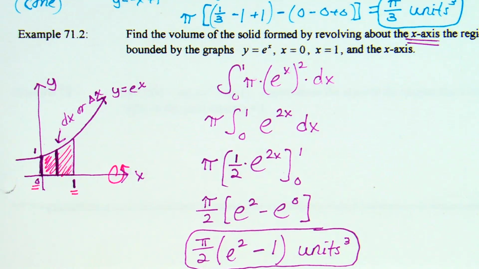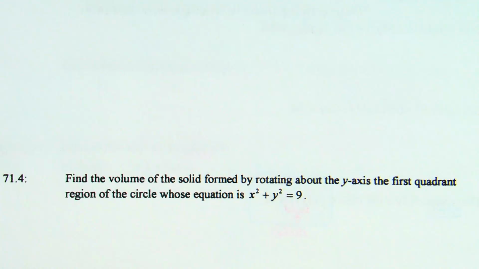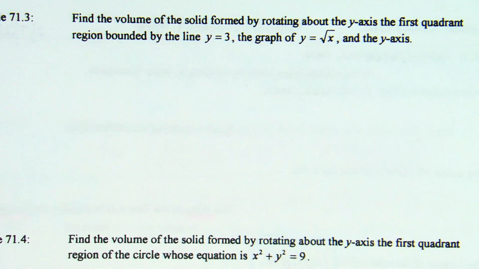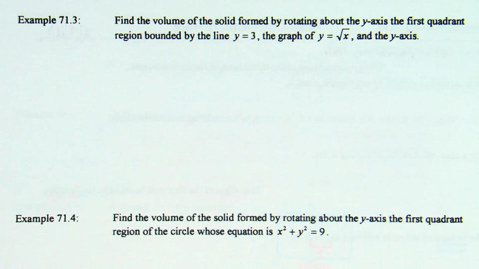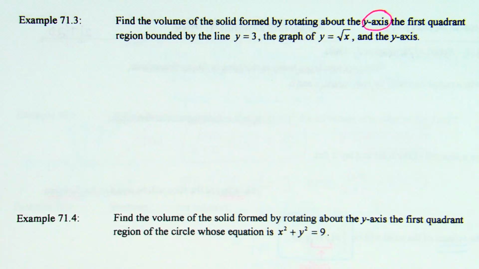Ready for the next one? Okay, start reading it. Pick out the key pieces. There we go. Find the volume of the solid formed by rotating about the y-axis in the first quadrant region bounded by the line y equals 3, the graph of y equals the square root of x, and the y-axis. Got it?